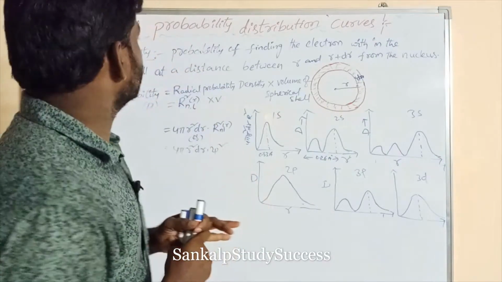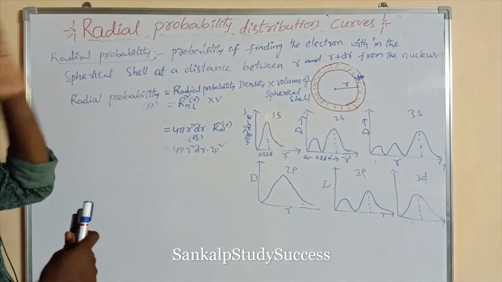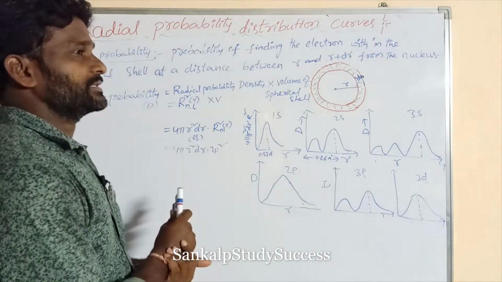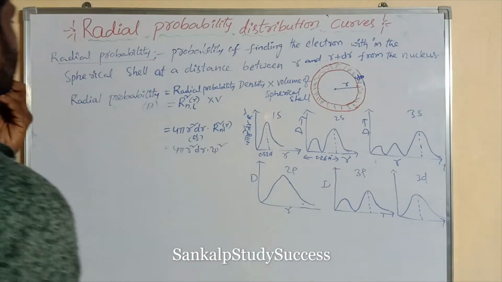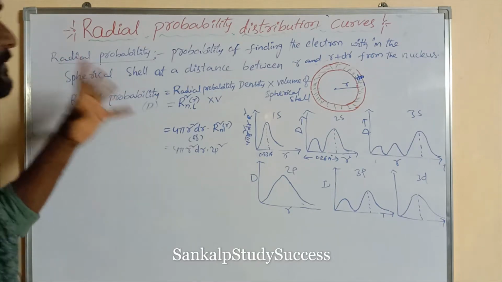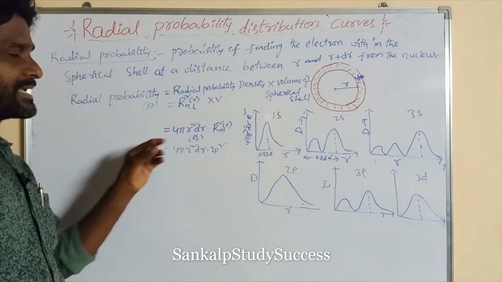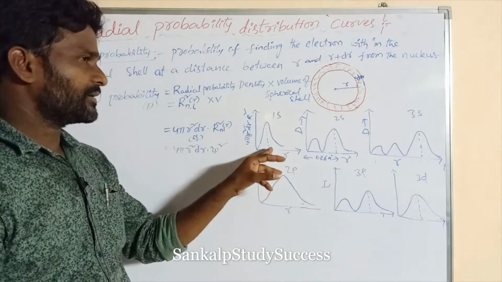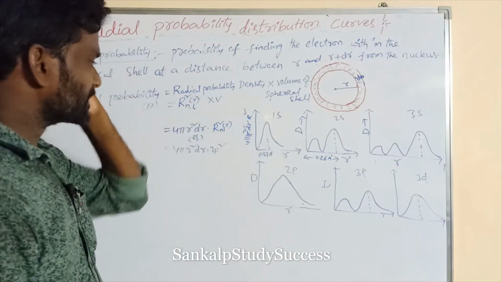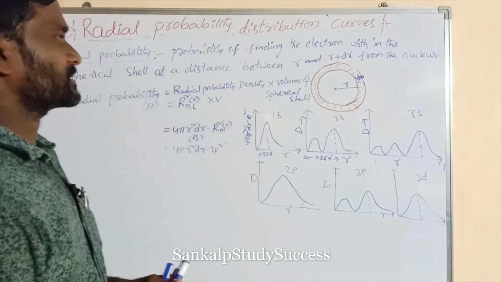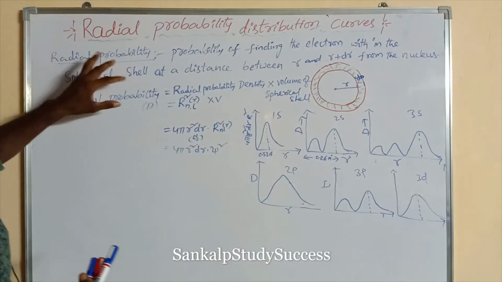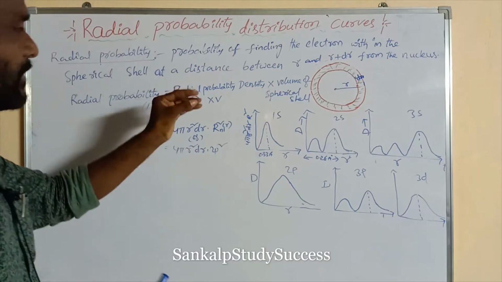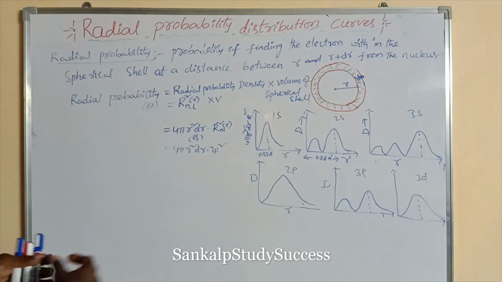Today I am going to discuss radial probability distribution curves. In the previous videos, we discussed plotting between psi and radial distance, and psi square and radial distance. But in this video, we will discuss radial probability. So what is the radial probability?